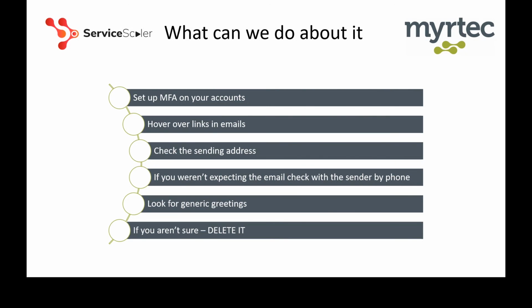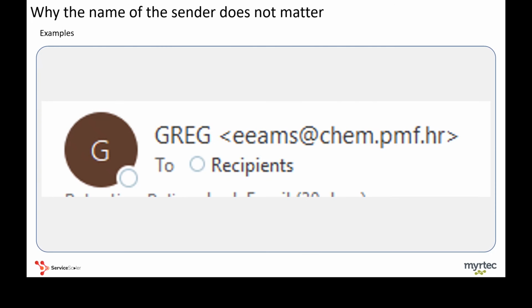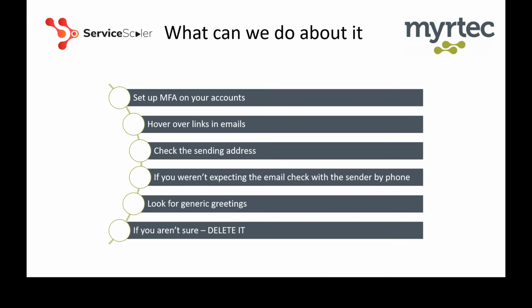Hover over the links in emails just to see where they go. If you don't recognize the address, don't go there. Check the sending address. That's what we went over on this one. If the sending address doesn't match the person that it's coming from, don't do anything they're asking you, because it's wrong. If you weren't expecting the email, pick up the phone, call the company and say, hey, did you send this? Was this supposed to come to me? Because it's really hard to run a spam scam when you're talking to a person on a phone call.